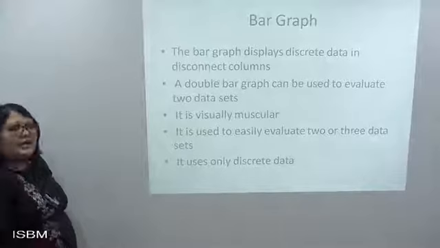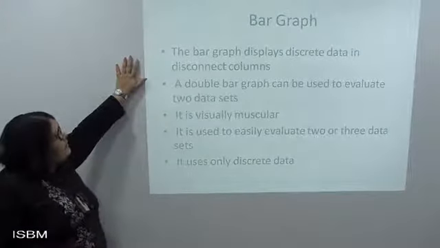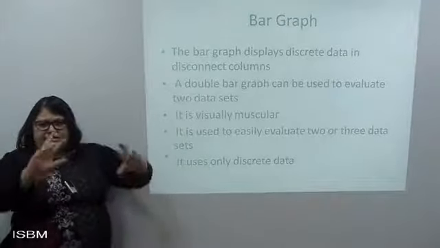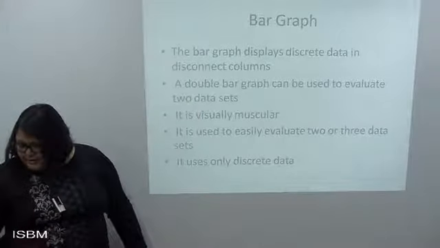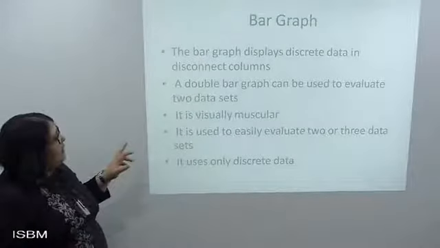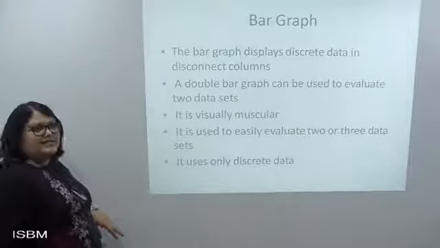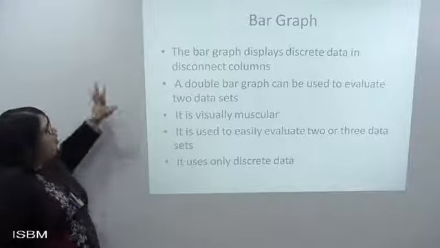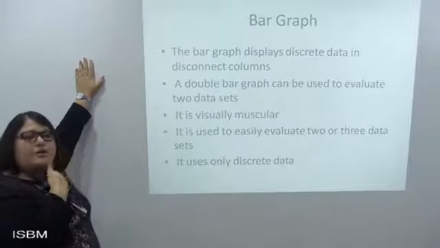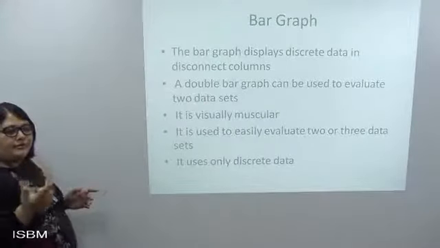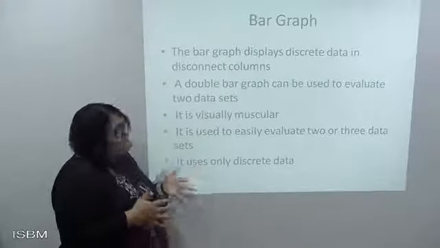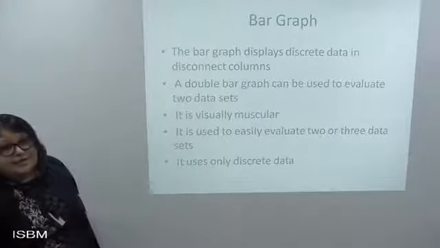Then we have something called the bar diagram. Now the bar diagram will display discrete data in discontinuous columns. So it's not continuous in nature. There is a breakage and bar diagrams will exactly do that. The bar diagram will have a double bar graph and they can be used to evaluate two sets of data. So you have one bar which will give you the difference of one sample, and you will have another set of bars which will denote the difference between the other samples. So in a bar diagram, a double bar graph is used to evaluate the two data sets.